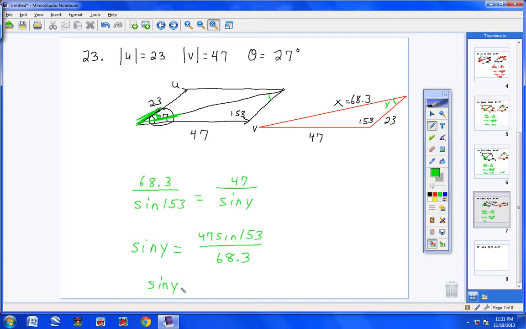Sine of y equals 0.312409271. And what we're now going to do is hit inverse sine of that decimal, and we're going to get 18 degrees rounded. So y equals 18 degrees. So if this angle here is 18 degrees, then this angle over here is also 18 degrees. One more problem and we're finally finished.